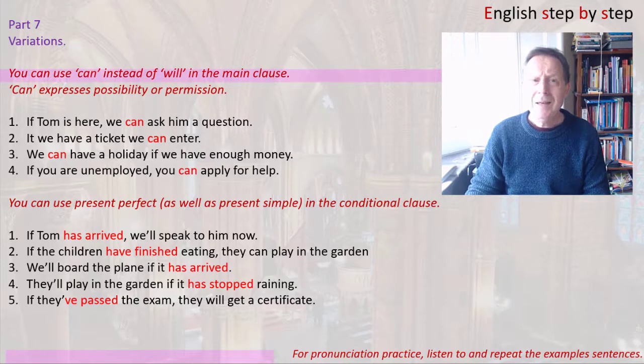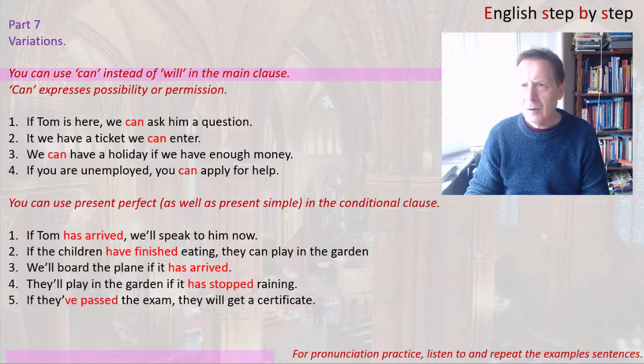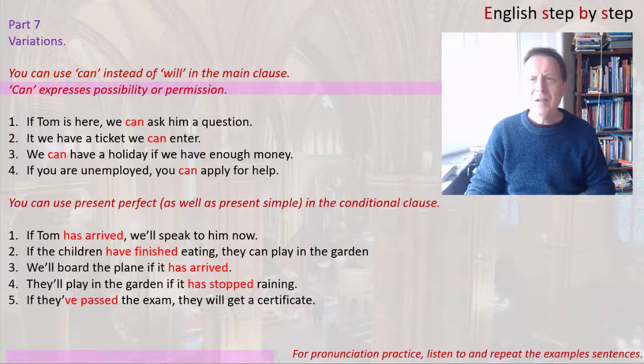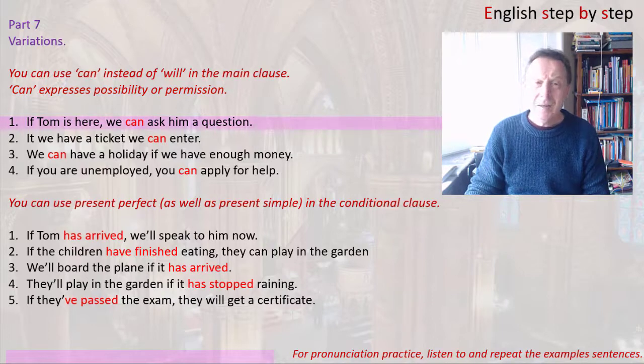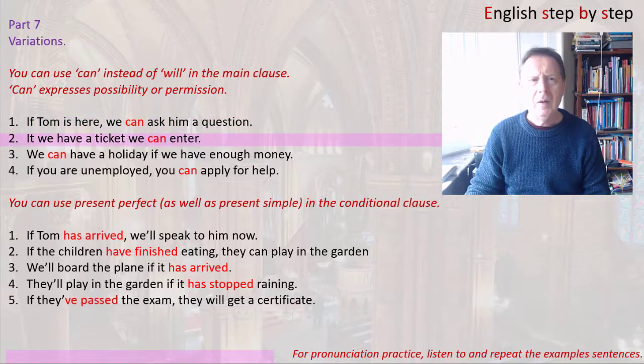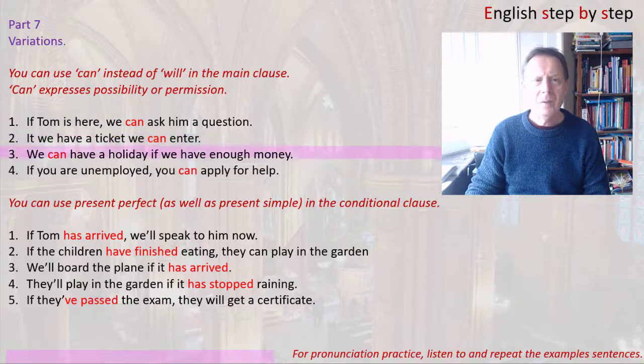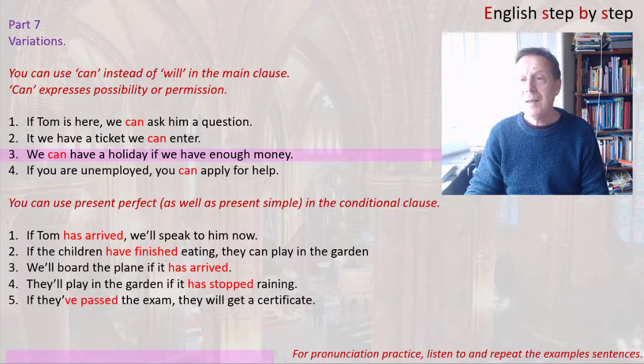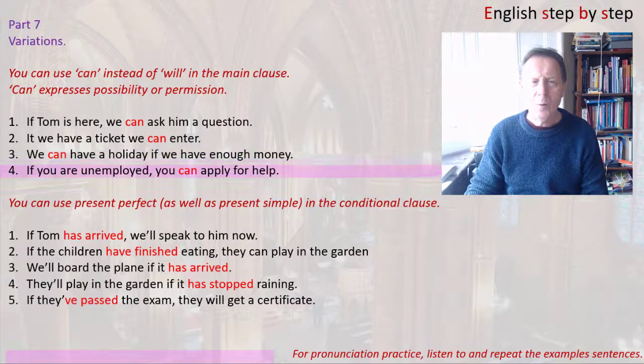You can use can instead of will in the main clause. Now, can express a possibility or permission. For example, here, if Tom is here, we can ask him a question. So that means it's a possibility. Number 2, if we have a ticket, we can enter. So that's permission. The ticket gives you permission. Number 3, we can have a holiday if we have enough money. So that's a possibility. Number 4, if you're unemployed, you can apply for help.